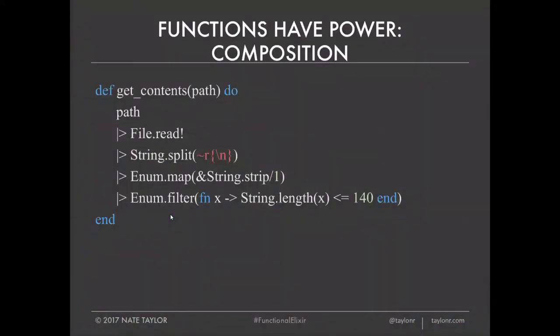Also, it shows us that functions have the power, because now we can start composing this into a bigger function. So we can get all of this and say, maybe we define a function called get contents where we pass it the path, and now we can pass this around all over the place. Probably a better name now that I look at the code would have been get tweetable strings or something like that to be a little bit more expressive. But now we can start composing these functions into other functions and start passing them around, giving us a little bit more power over what we do.